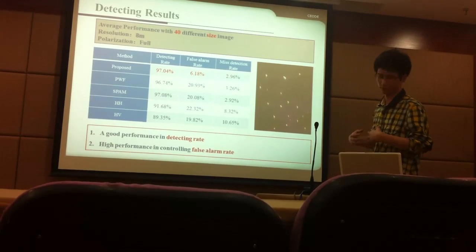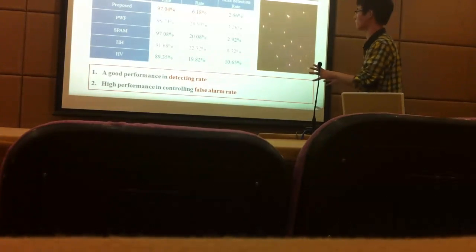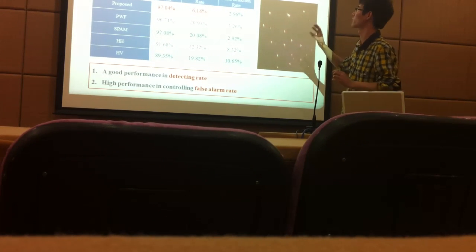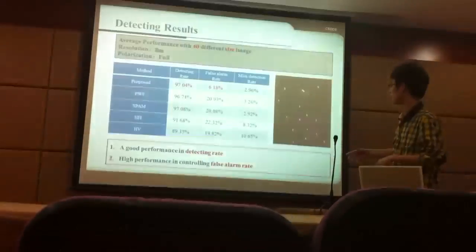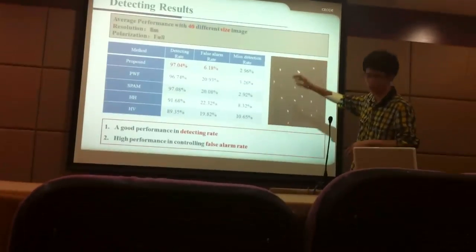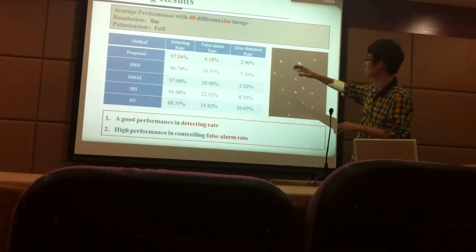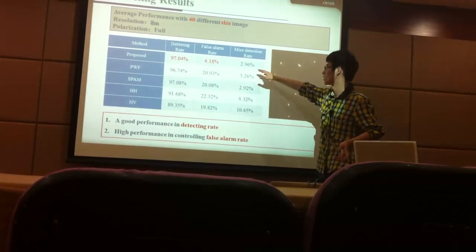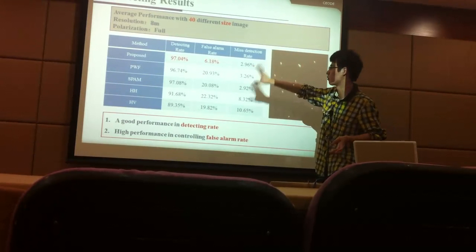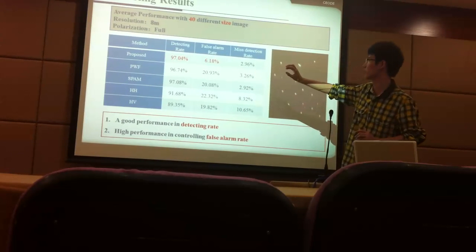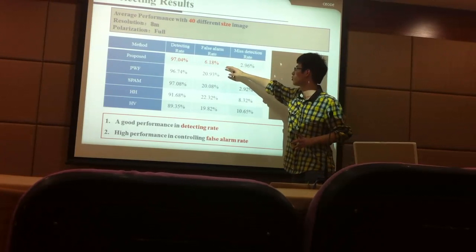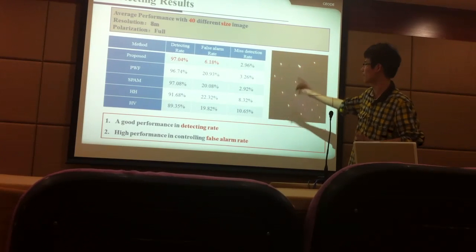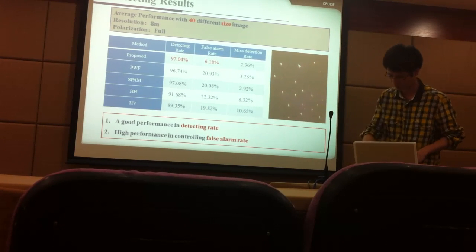We also applied our method to these three images at different sizes. For 40 different sizes of the three images, we can get the rate of the result of our method. This is the rate of the proposed method. The detection rate is very nice here, and what is best is the false alarm rate. We can keep the false alarm rate down in the images, and it is better than the other four methods.